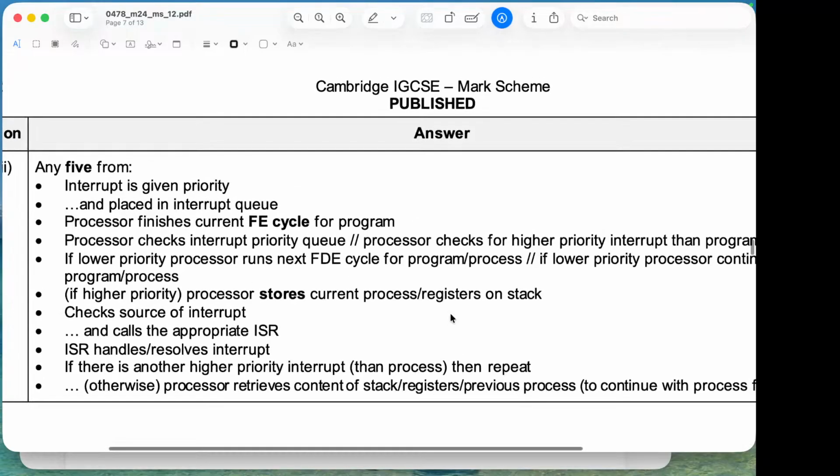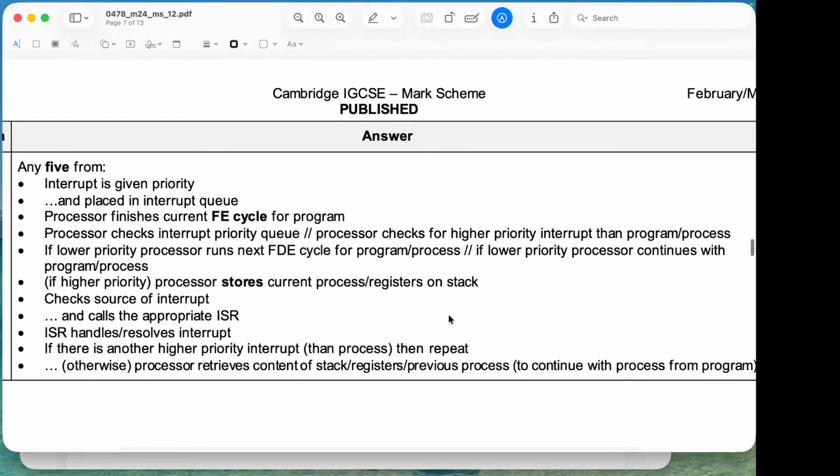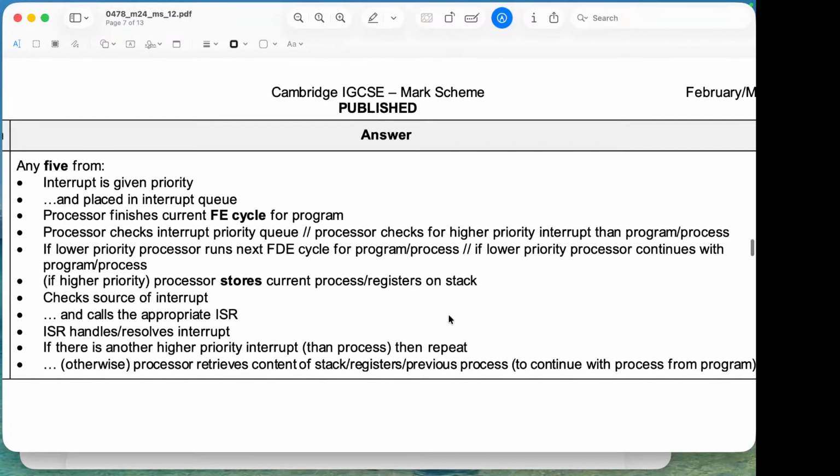But for your 5 marks, there's 1, 2, 3, 4, 5, 6, 7, 8, 9, 10, 11 possible things that they've got on it. Maximum 5. The interrupt priority is given and placed in the interrupt queue. The processor finishes the current fetch execute cycle. The processor checks the interrupt priority queue, or checks for higher priority interrupts. If lower priority, processor runs next fetch execute cycle.